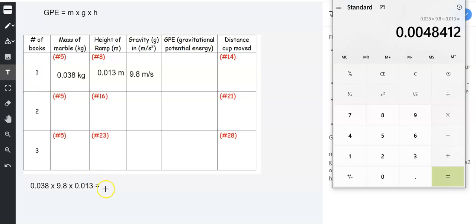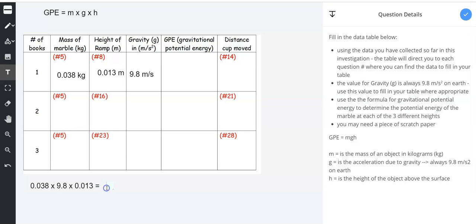And I would type 0.00, I'm going to round it up to 5. So 0.005, and the units for gravitational potential energy is joules, J. So then I could type this information right here, 0.005 joules. Great. And then as I continue on, I would figure out my next potential energy and then my last potential energy.